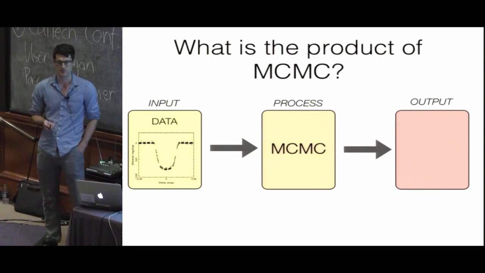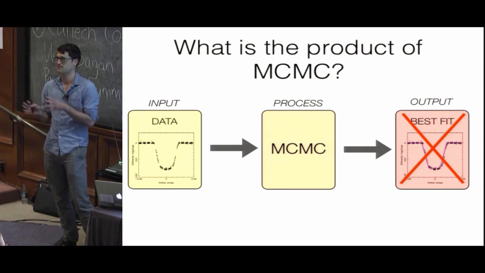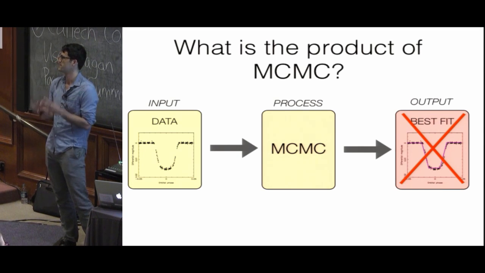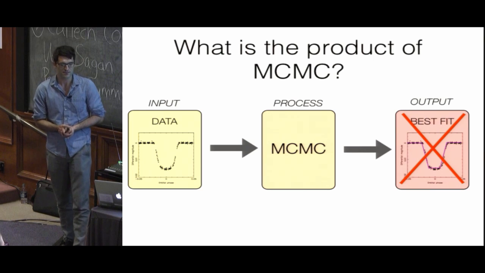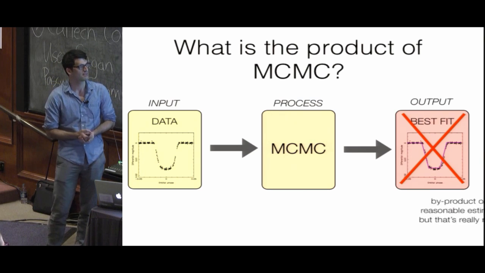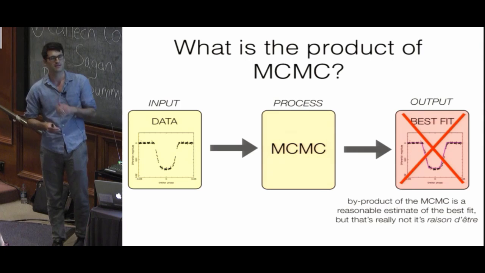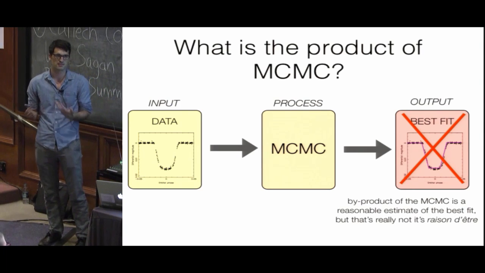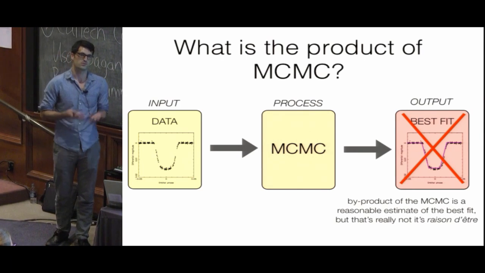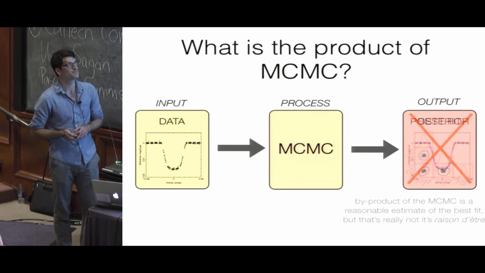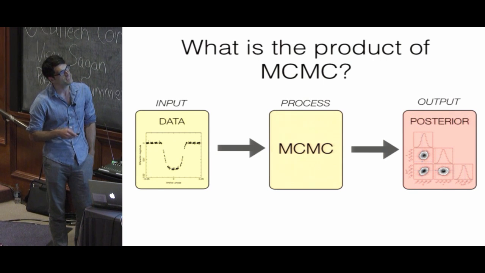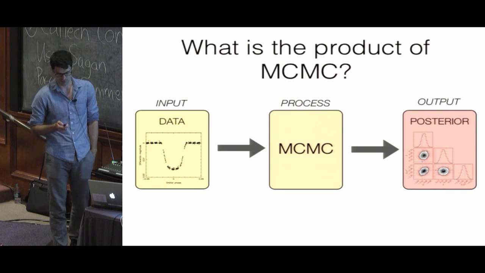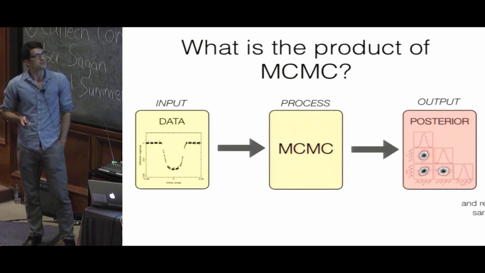And it's really important, first of all, to clarify that the output is not a best fit. It's not the best fitting light curve, the maximum likelihood light curve. You get that as a byproduct, or at least a fairly decent approximation to it, but it's not really the raison d'etre of it. It's not the point of it. It's really designed to give you posteriors. So it's really designed to give you something like this. This is a little mini triangle plot of a posterior distribution.